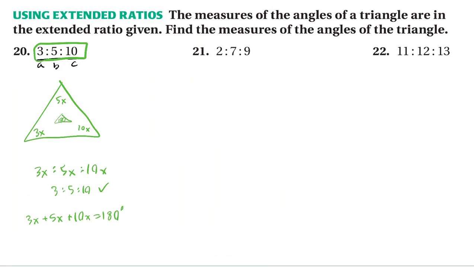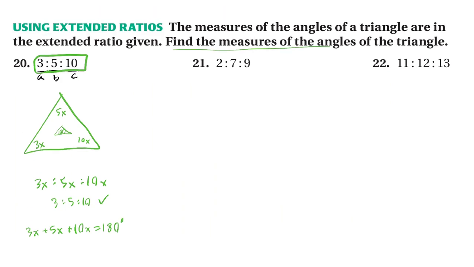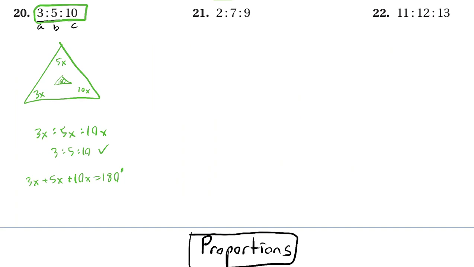Notice that it's usually saying find the measures of the angles. It doesn't care about what x is. x is just a tool that you're using algebraically. And so we get 18x = 180. So then we get x = 10. So we go back and plug it in, and we get the 3 angles, which was the question, are 30 degrees, 50 degrees, and 100 degrees.